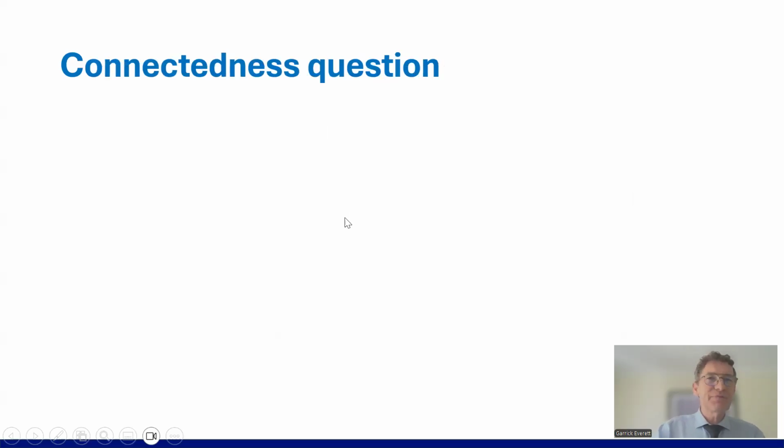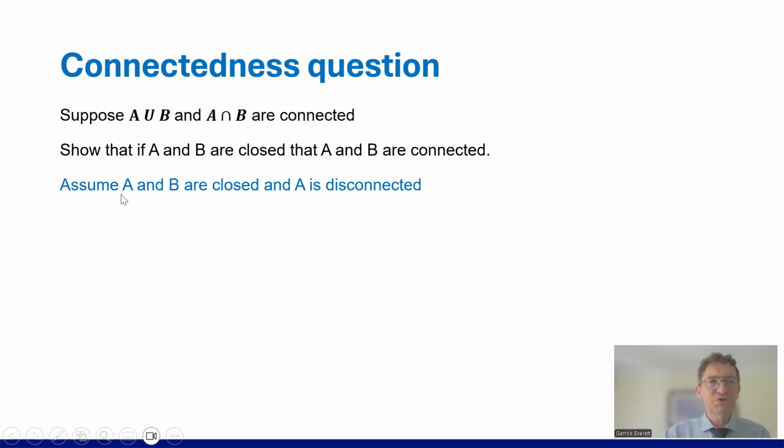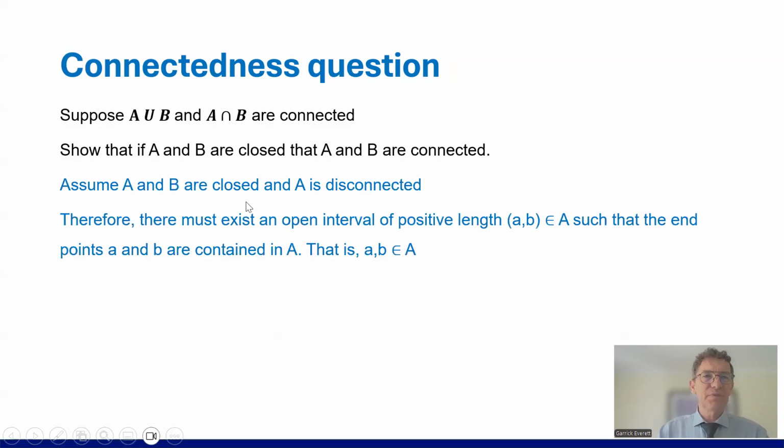Connectedness question. Here we go. Suppose A union B and A intersection B are connected. So let's suppose they're connected. Show that if A and B are closed, that A and B are connected. So we're basing it on this, and we're trying to show that if A and B are closed, that A and B are connected. You could go about it a few different ways, but the main way is by disproving one of it. So we're going to assume A and B are closed and A is disconnected. That's what we're going to assume.